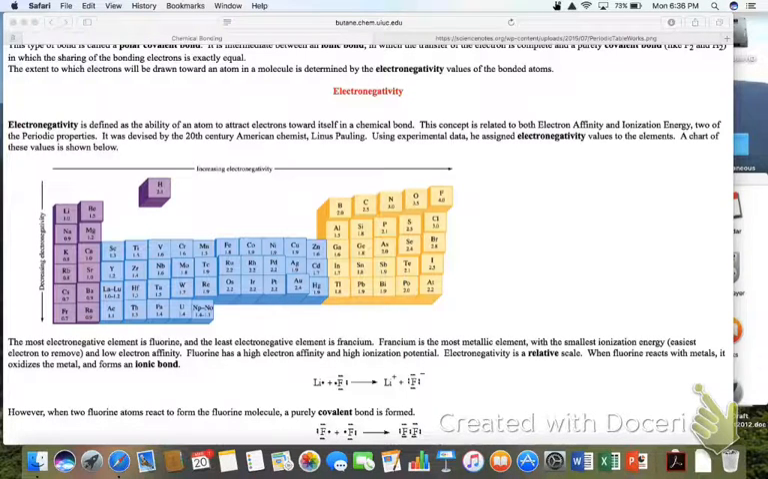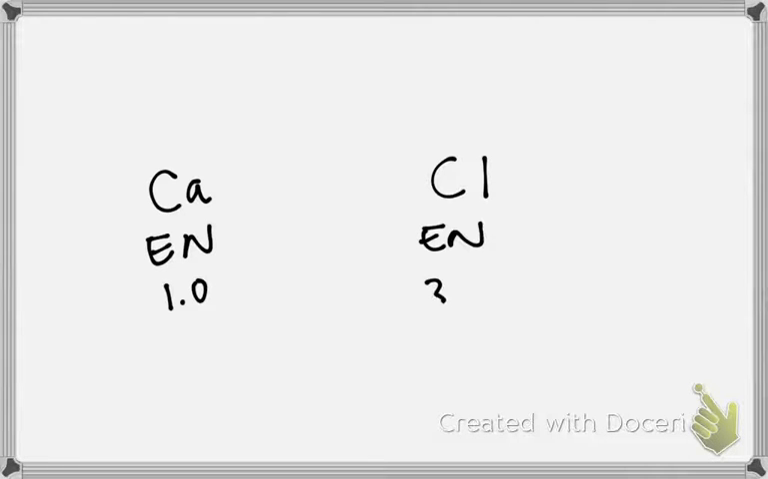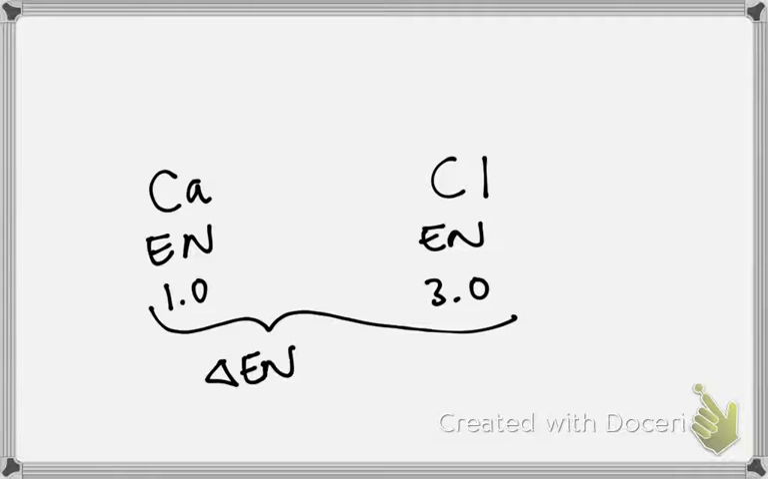So we've got calcium electronegativity of 1.0, chlorine electronegativity of 3.0. So what we need to know is what's the difference between the two. So the difference in electronegativity here equals 2.0.